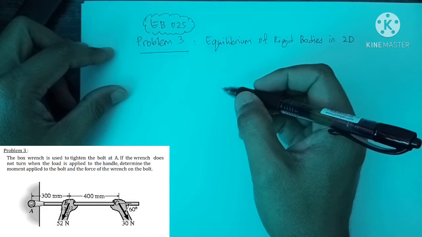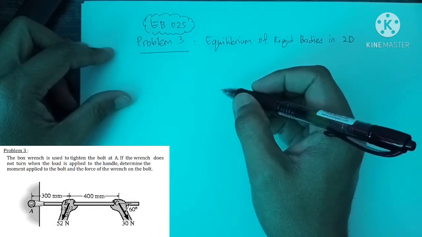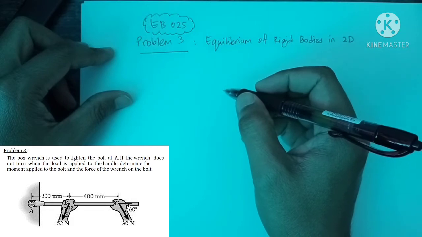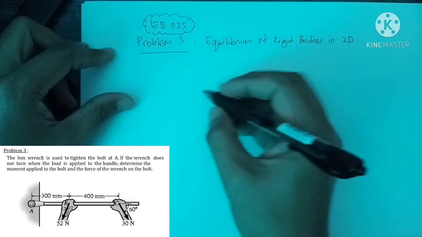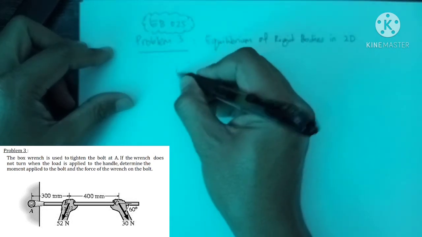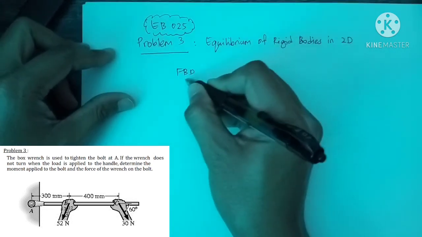Okay, to solve Problem 3, for the wrench, the wrench being turned to tighten the bolt at point A. So we start with the FBD.